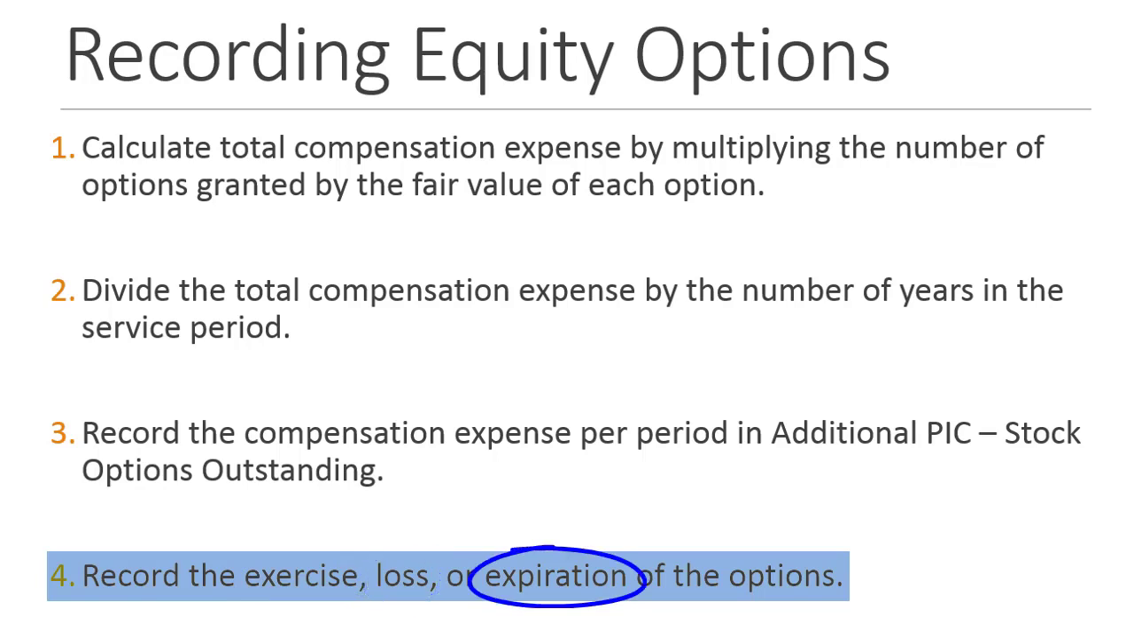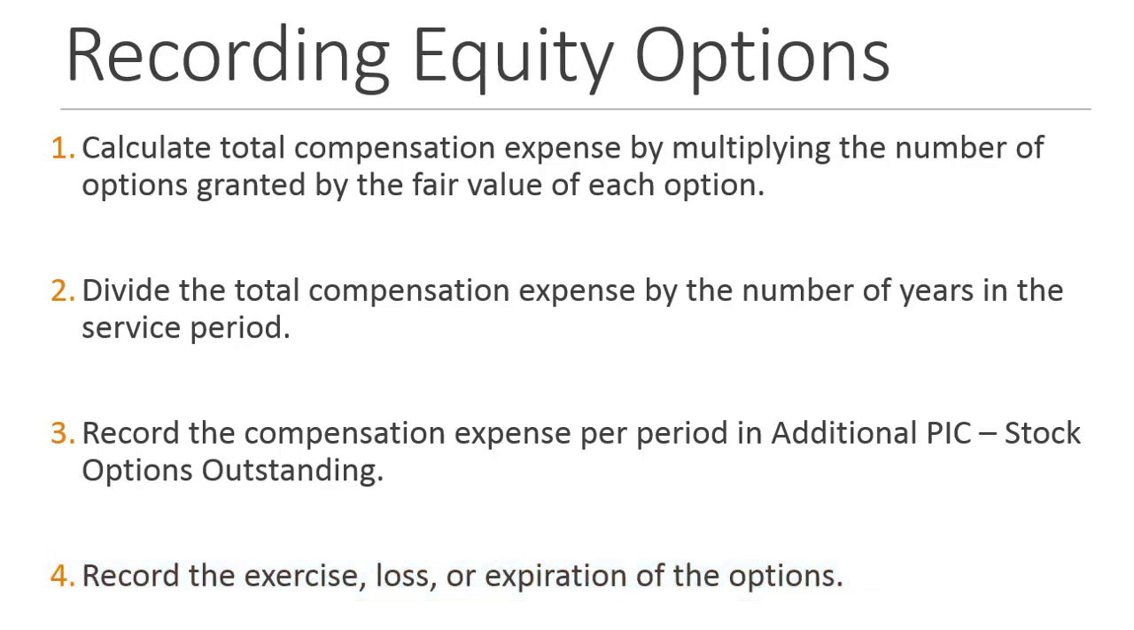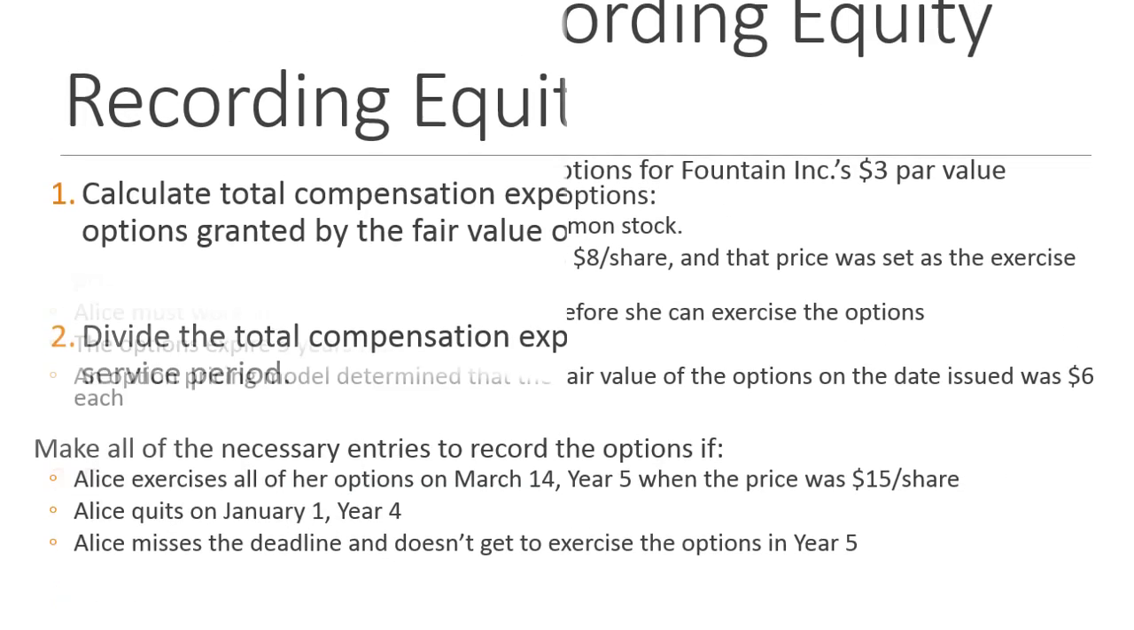they expire. So you grant me these options, I earn them in 3 years, I've got 2 years to use them. If I don't ever come up with the money to buy them at 10 bucks a share within those 2 years, I lose them because I couldn't get the cash. So we've got 3 possibilities. Let's take a look at an example that walks us through all of these steps, including those final entries.